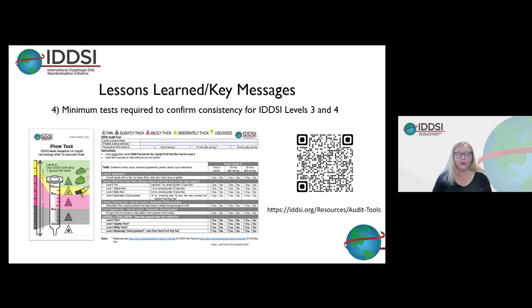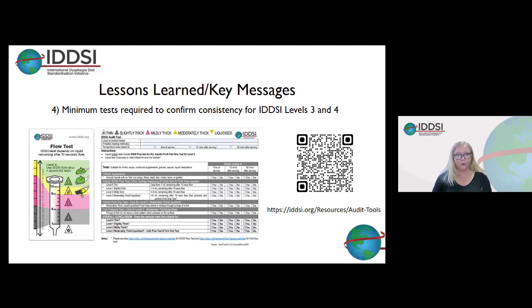level 7 regular. And so as shown here on the slide, we've recently really turned to emphasizing the fact that supplementary tests are needed at levels 3 and 4 to properly characterize the properties of items in that range, so that at level 3, you need the fork drip test in addition to the IDDSI flow test.